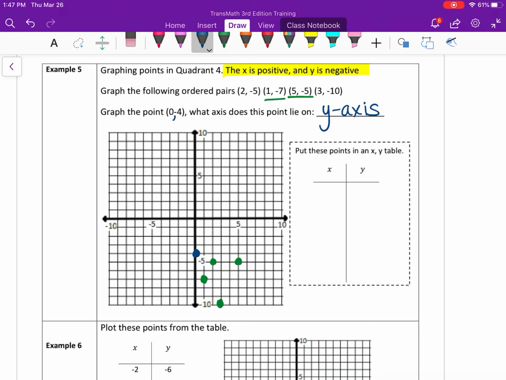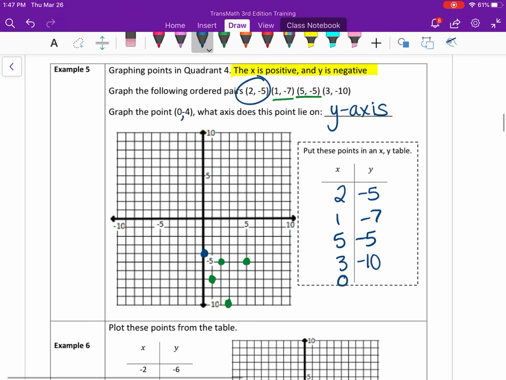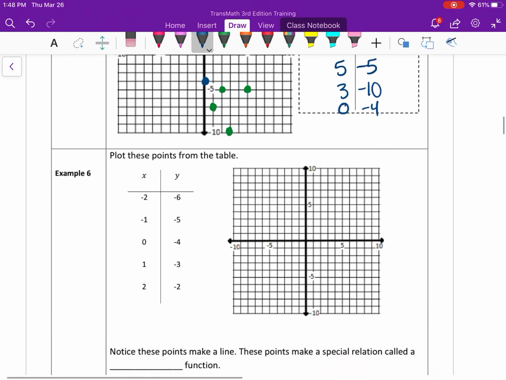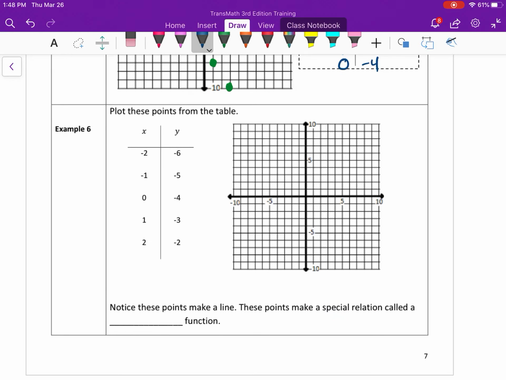So put these points in an xy table. So our first point was 2, negative 5. In the table, that means when you input 2 in the function, you get out negative 5. 1, negative 7, 5, negative 5, 3, negative 10, and then our last one was 0, negative 4. So we're going to be working with graphing from a table, so I want to translate those points to the table. So now let's plot the points from the table onto the graph.